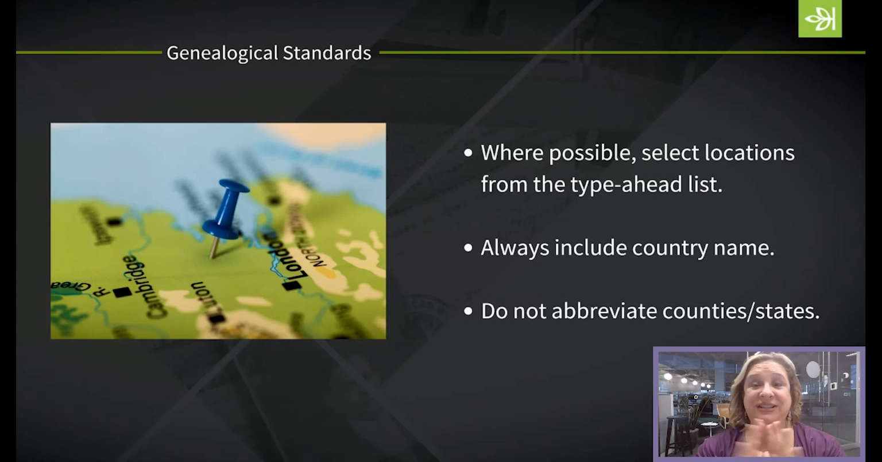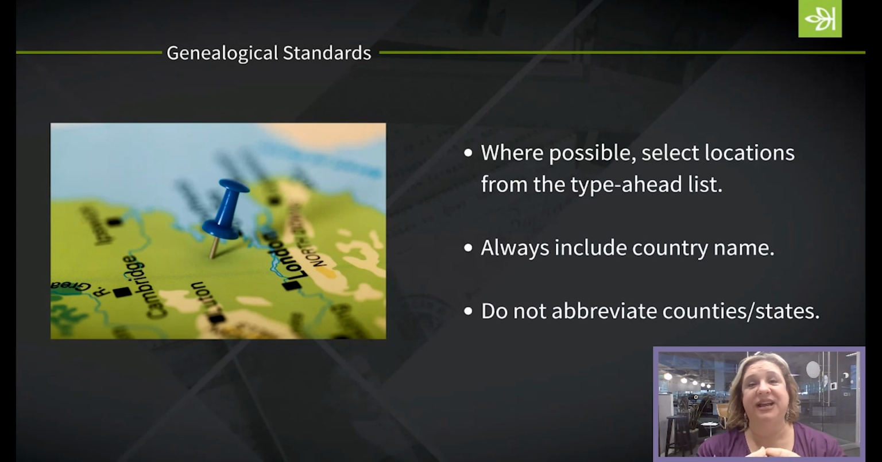Now, not every single location in the world is in the type ahead list. So sometimes you'll just have to type it in as you know it. But where possible, I strongly recommend that you select from that list. If you're going to just type it in freehand, always include the name of the country. That's an important piece, or you're going to end up with maybe some odd results in your hints and search results. The second thing is don't abbreviate.